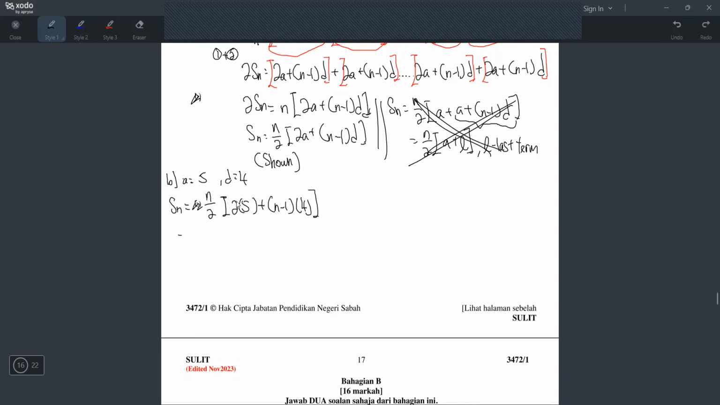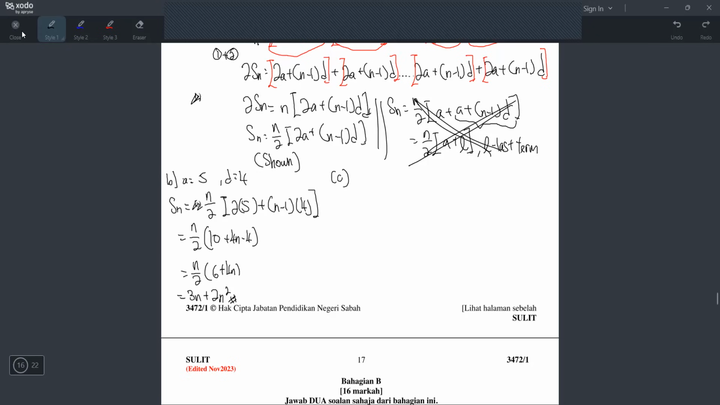And now we just simplify this. So n over 2, 2 times 5 is 10. And then 4 times n minus 1 is just 4n minus 4. And then you will end up with n over 2 times 10 minus 4 is 6, plus 4n. And then now you have to take 6 times n, which is 6n, divided by 2 is 3n. 4n times n, 4n squared, divided by 2 is 2n squared. So this is the answer for B.